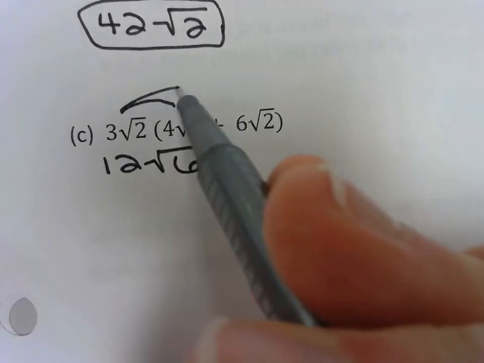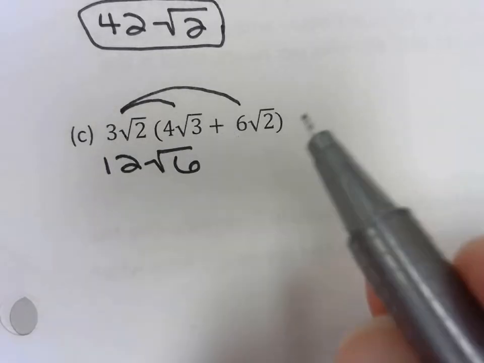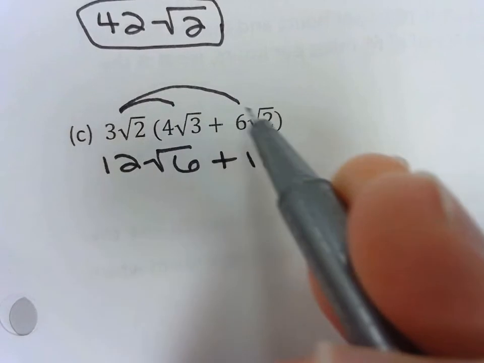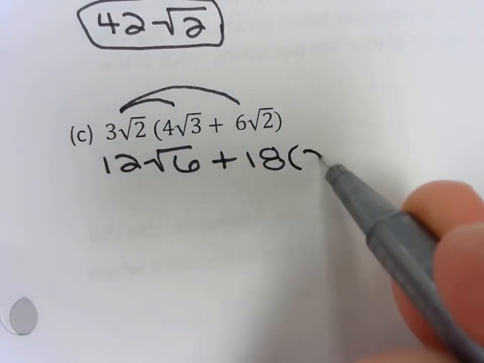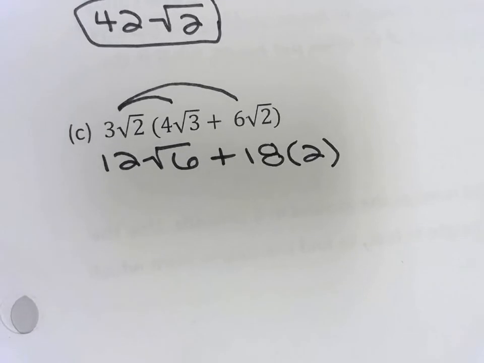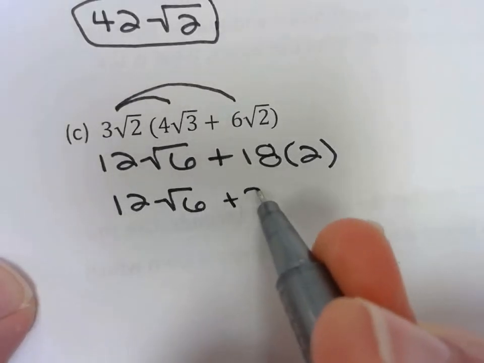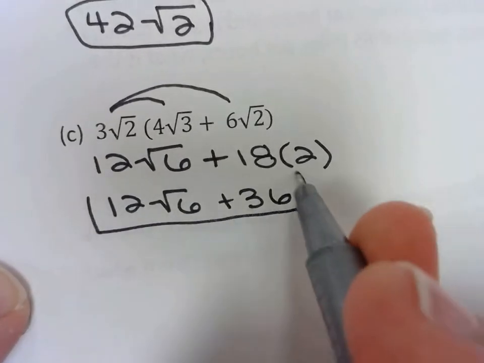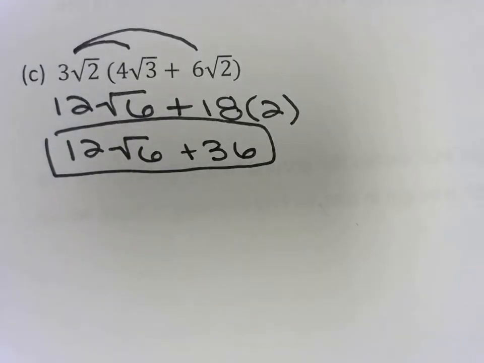Now let's take the 3 square root of 2 and distribute it to the 6 square root of 2. 3 times 6 is 18. And then a square root of 2 times the square root of 2, since you're multiplying with the same number in there, it is just the number on the inside. So it is just 2. So 12 square root of 6 plus 36, 18 times 2. You cannot combine those because 36 does not have a square root of 6. You can only combine them if they have the same radical with it. So you cannot go any further.